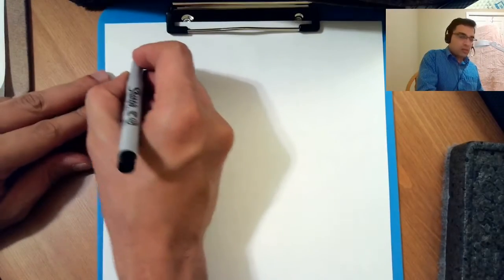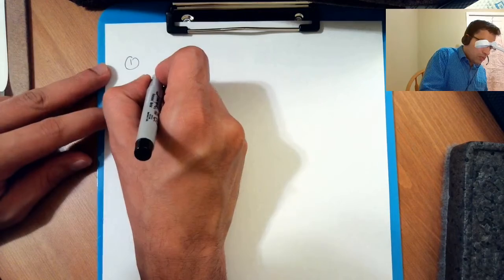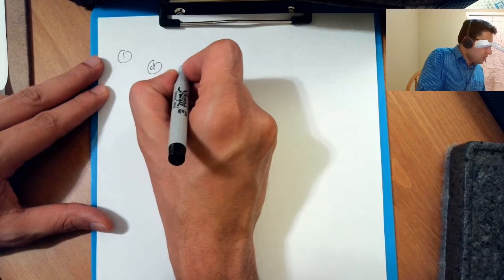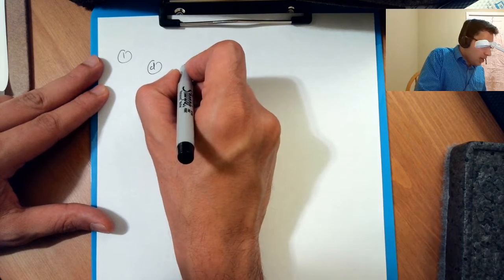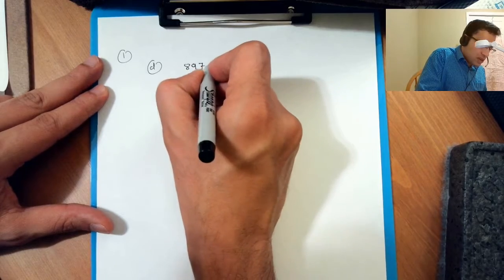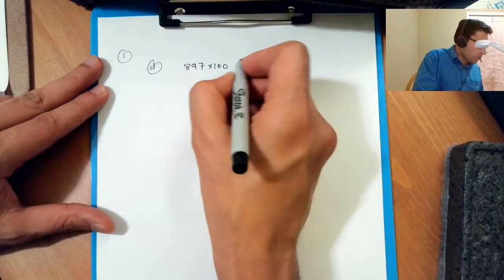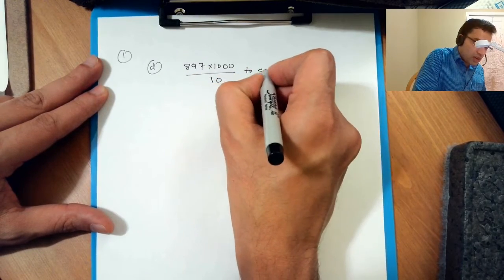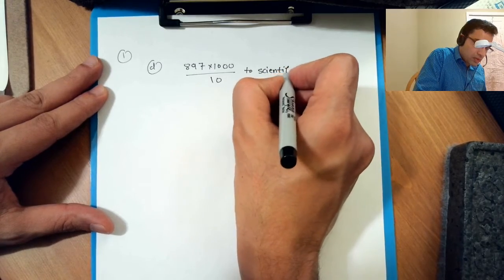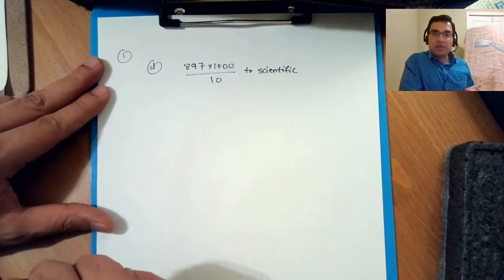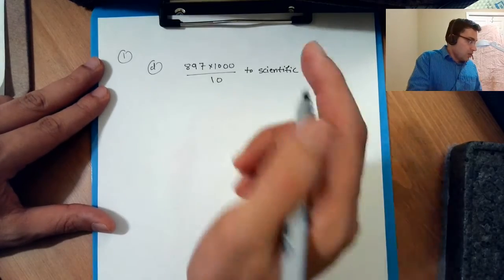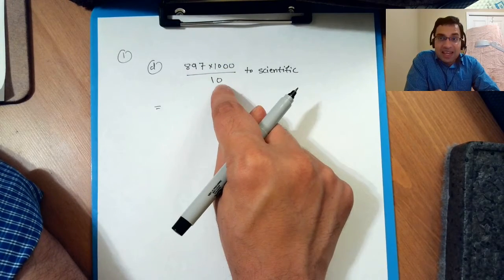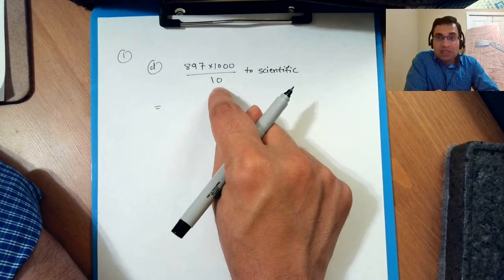The next one is problem D. I have all the way up to F here. So D asks you to convert 897 times 1,000, divided by 10, to the scientific format. Okay, it says convert this to the scientific format. How will you do that? Multiply by 1,000 and divide by 10. That's the same as multiplying by 100.